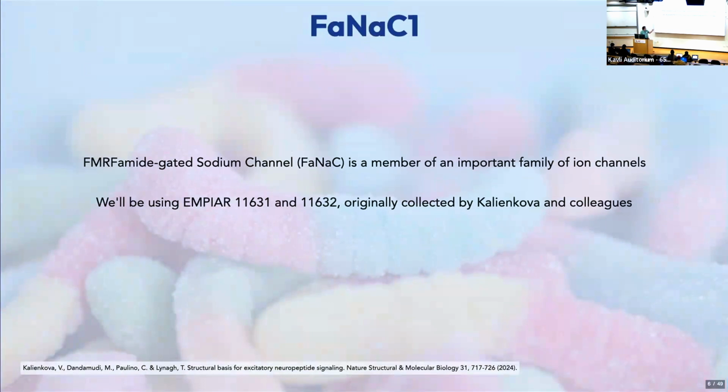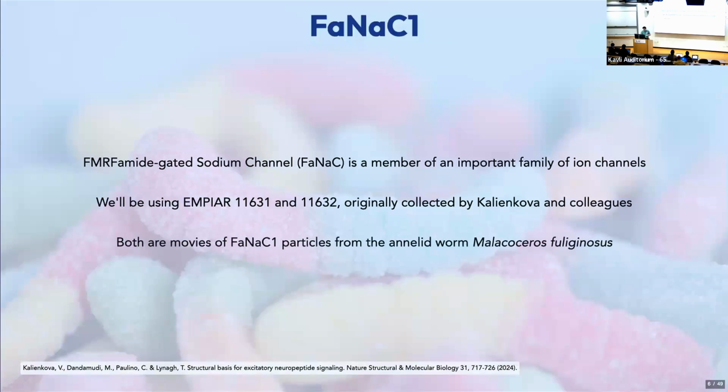We're going to be using 2 different EMPIAR data sets kind of interchangeably, 11631 and 11632. Both of these movies come from FaNaC particles. The gene is from this ocean worm, and I'm sure it's a very important part of the oceanic ecology, but I found it very gross to look at, so that's why there's gummy worms in the background. But the important thing to know is that this is an ion channel and it's ligand gated, okay?